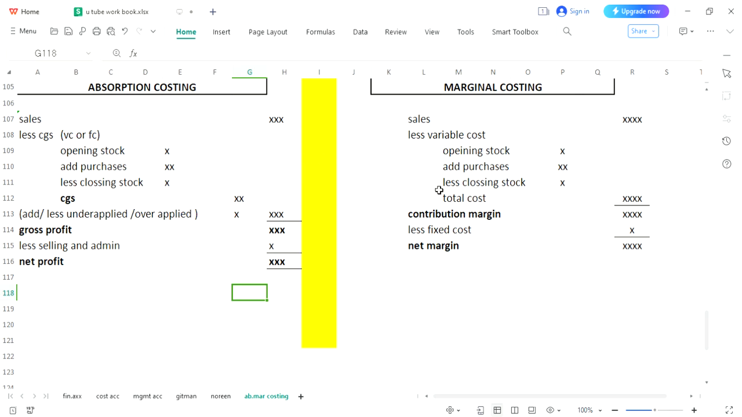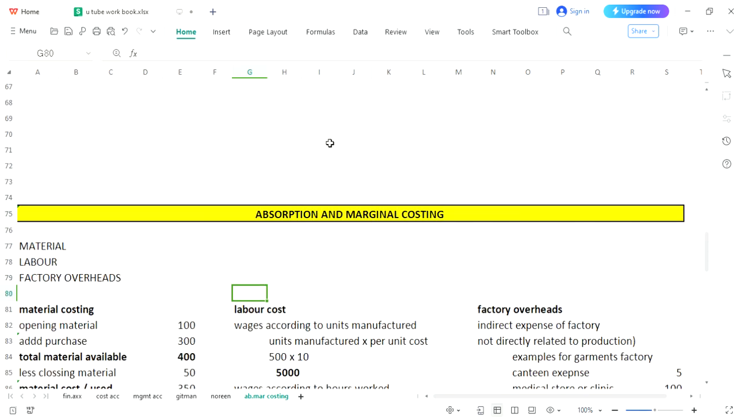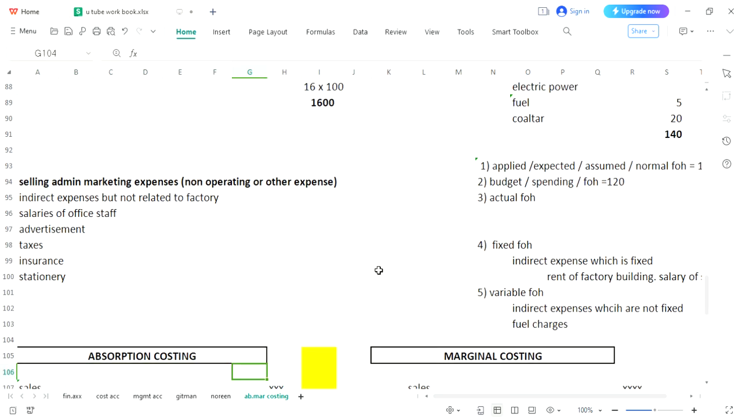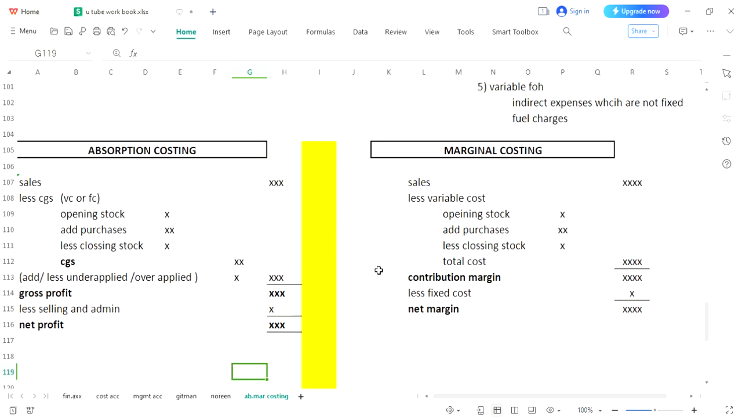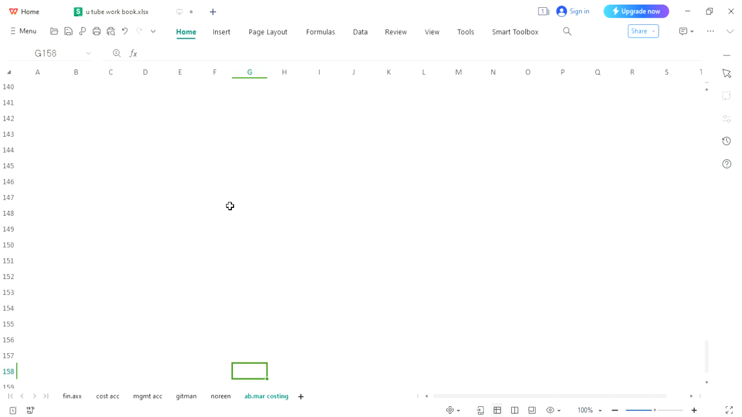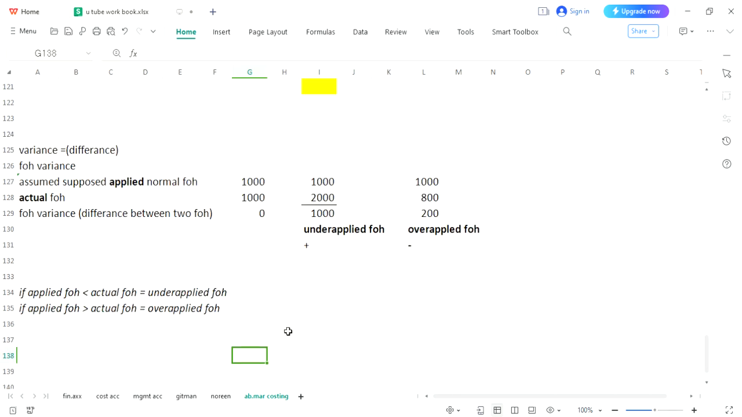We have segregated these two parts separately, and you are requested to please make different places in your brain as well. So our introductory lecture has ended. This was about absorption costing and marginal costing, where we have discussed material, labor, FOH, different types of FOH, then selling and admin expenses, then absorption and marginal costing. Look, this is your question. Whatever you will be doing would be in this shape. And then you have understood the phenomenon of underapplied or overapplied FOH.